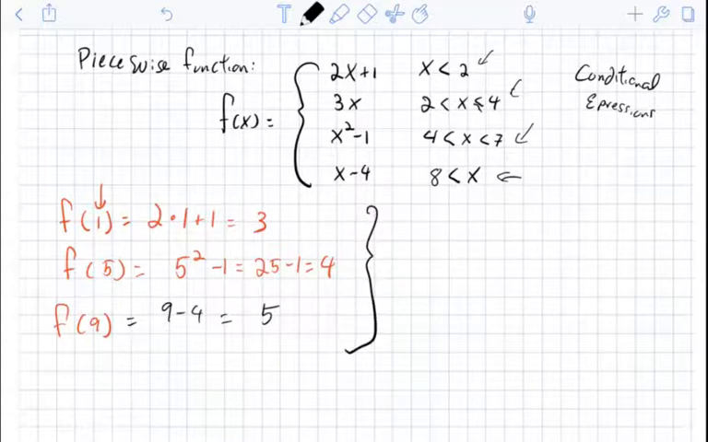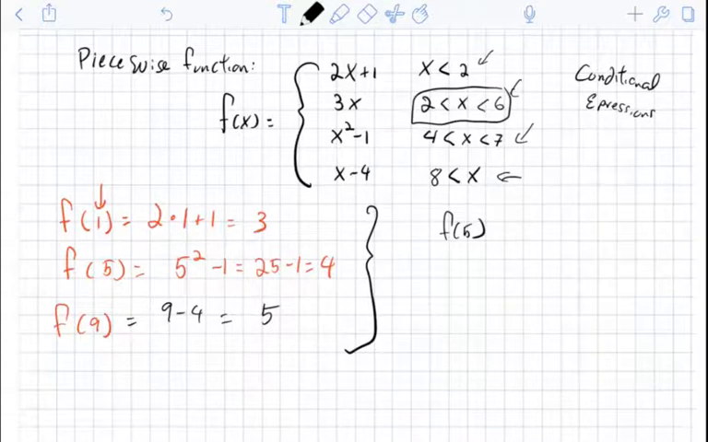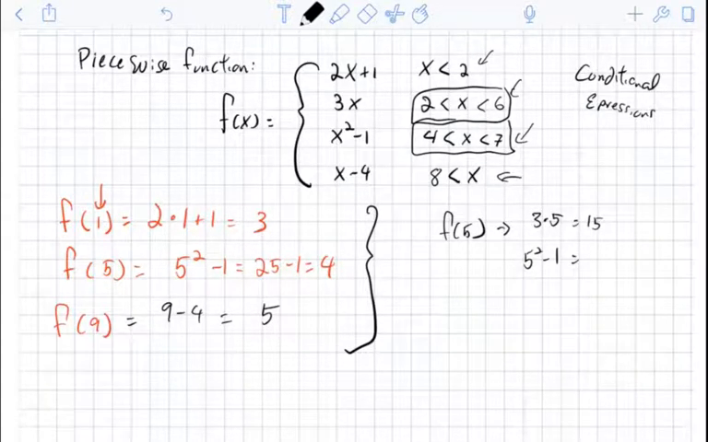Interestingly, though, in a conditional expression, it's never possible for the input to satisfy two of the conditions. Why not? Answer me this. What would happen if the expression looked like that? So when x is equal to 5, this would satisfy two of the expressions. Would that be bad? Yeah. Is the answer 3 times 5, or is it 5 squared minus 1? Is the answer 15, or is it 24?